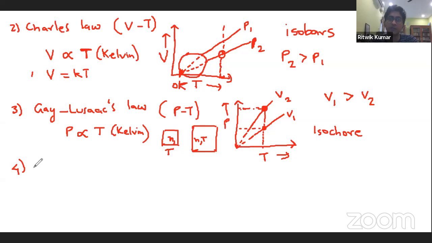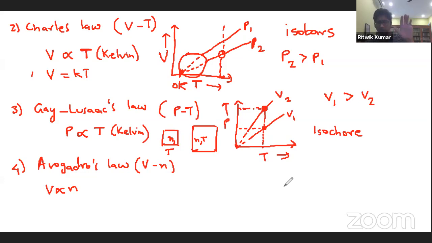The fourth law is Avogadro's law, which you're all familiar with. We have looked into this previously as well. It's basically a law pertaining to the volume and the amount of matter, number of moles. So the volume is proportional to n. There are no graphs pertaining to this. There won't be many questions also associated with this.